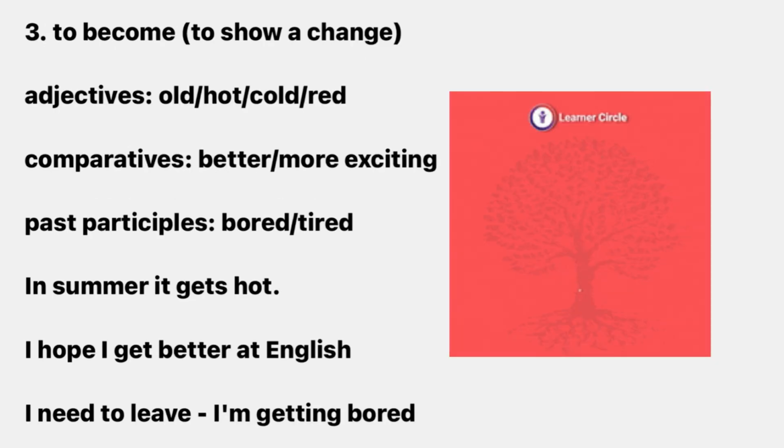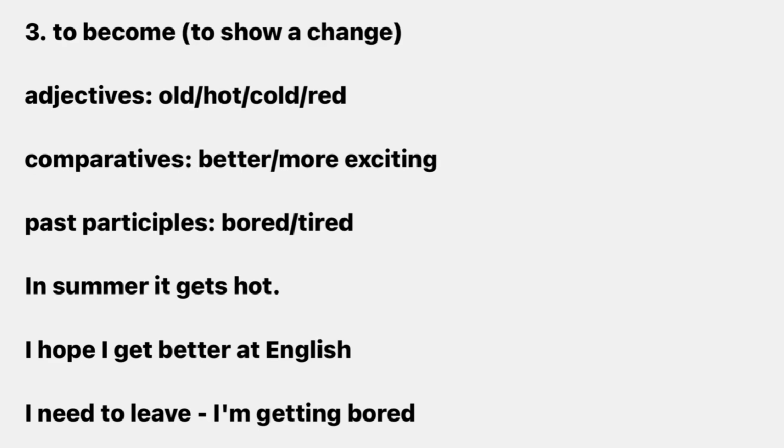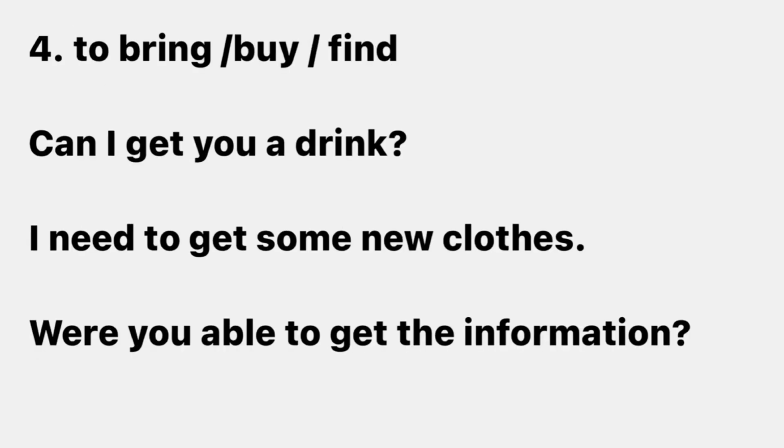Okay, so now on to become, and this means to show a change. So we can use the verb to get with adjectives, comparatives, and past participles. Here you have some examples. And 3 examples of these in use are, in summer it gets hot, in summer it becomes hot. I hope I get better at English. I hope I become better at English. And I need to leave. Say, I'm getting bored. Okay, we are over halfway through now.